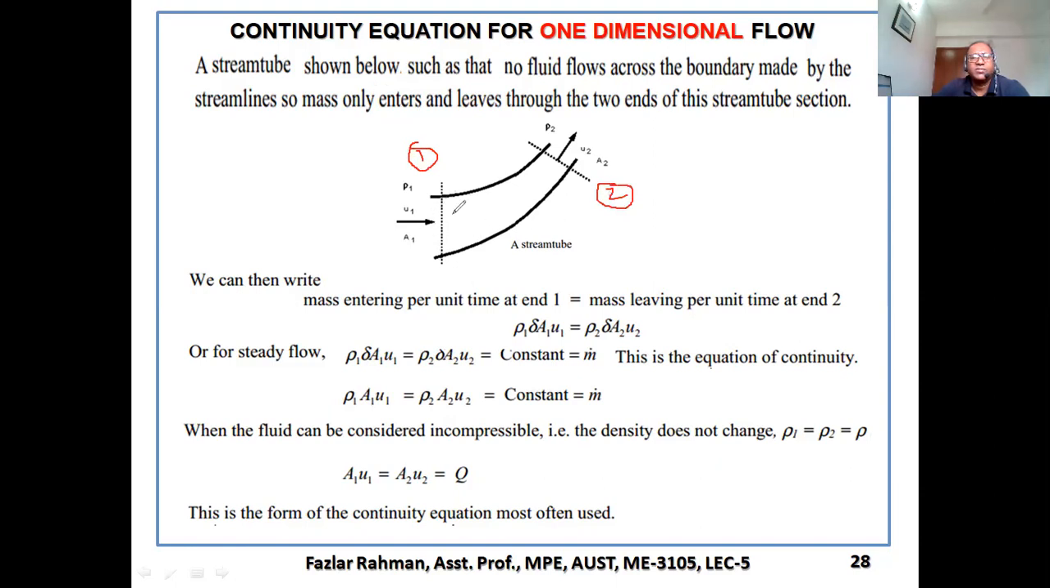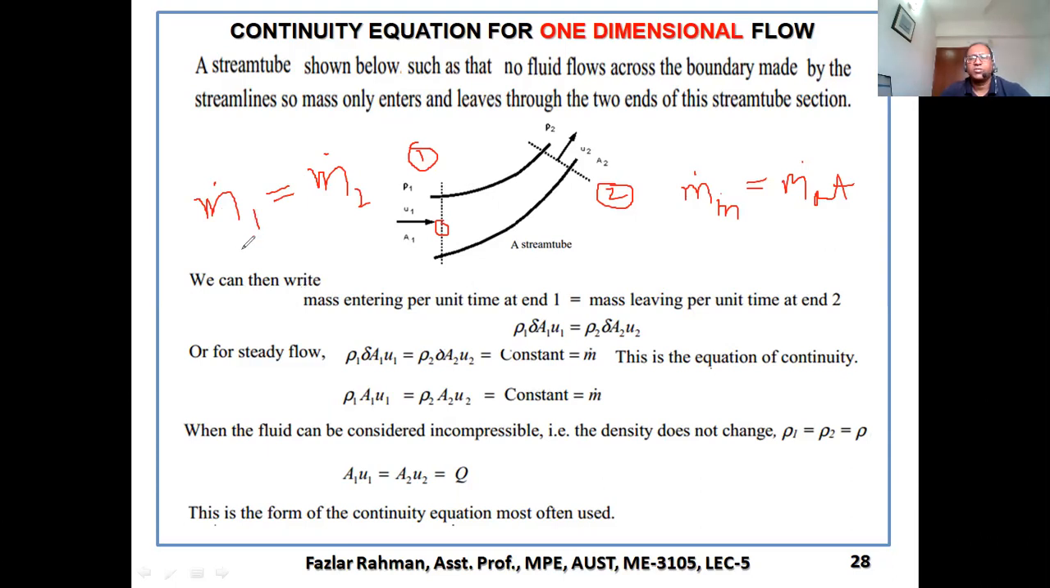And the water entering over here in section 1, how much? m dot in, this will be m dot out, right? So in that case, we can say that m dot in equals m dot out. Or we can say the mass flow rate m dot at point 1 will be equal to the mass flow rate at point 2, because mass is not leaving through the boundary. So the same amount of mass has to leave the system.